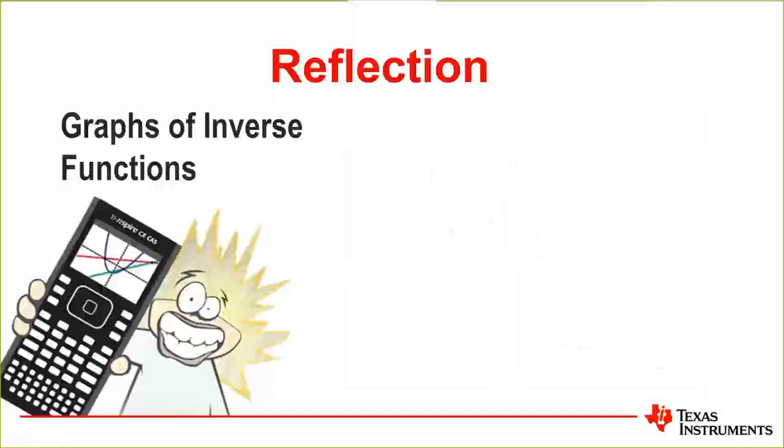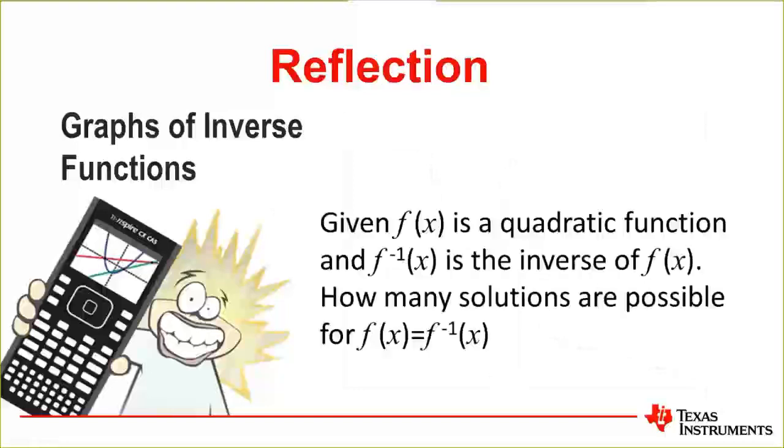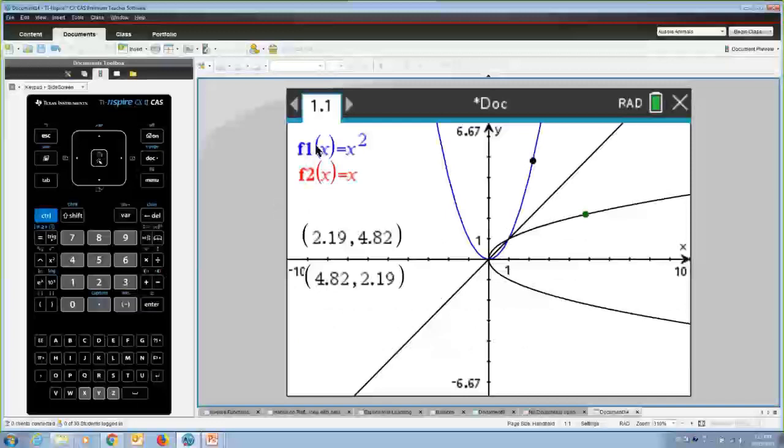So let's have a look at some sorts of questions that involve reflections. And this one applies to what we've just done. Given f of x is a quadratic function and its inverse, how many solutions are possible if we want them to intersect? Well, let's go back and have a look. The example that I've created here has 2 points of intersection, and both of them occur on the line y equals x.